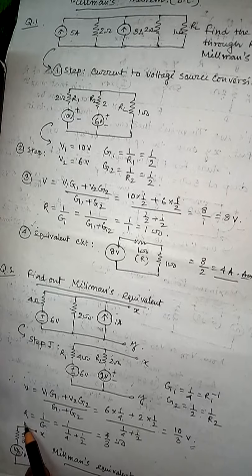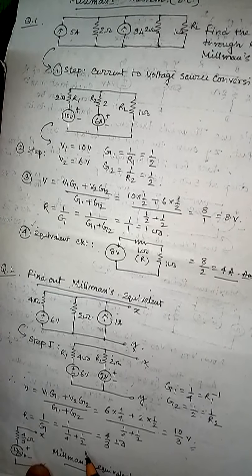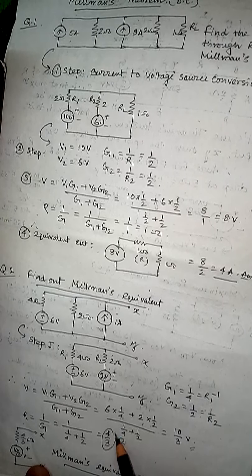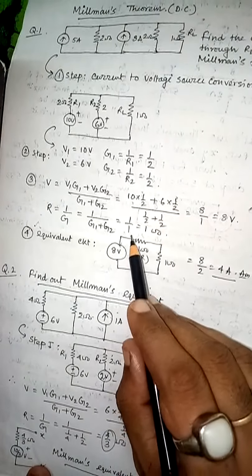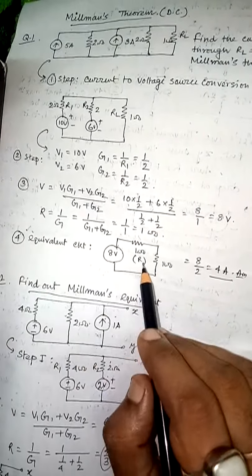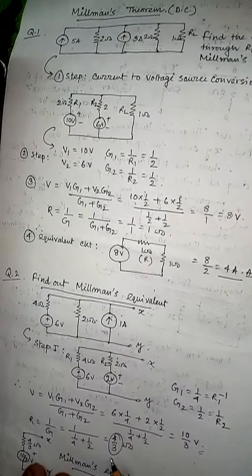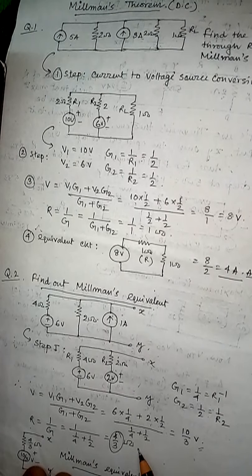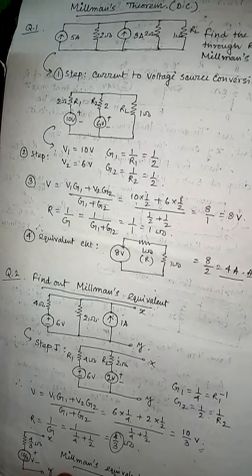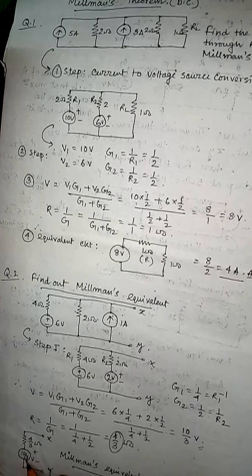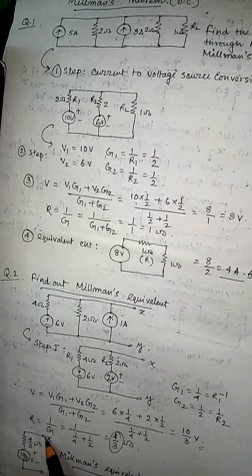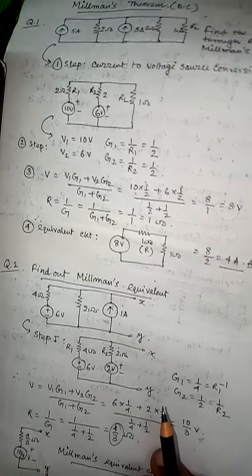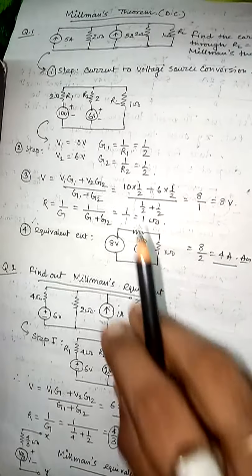Now what is R? R equals 1 by G, so you can simply do this. In the same problem, R equals 1 by G. I have just placed this value right here, so it is 1/4 plus half, so obviously it is 4/3 ohms. So what is the final Millman circuit? That is 10 by 3 volt in series with 4/3 ohm, and this point will be the Millman equivalent circuit. So that is an example of Millman's theorem in AC application.